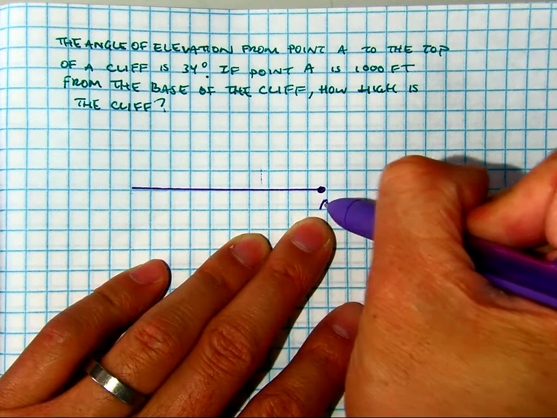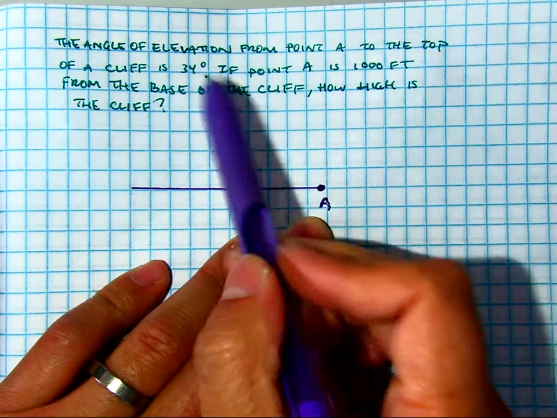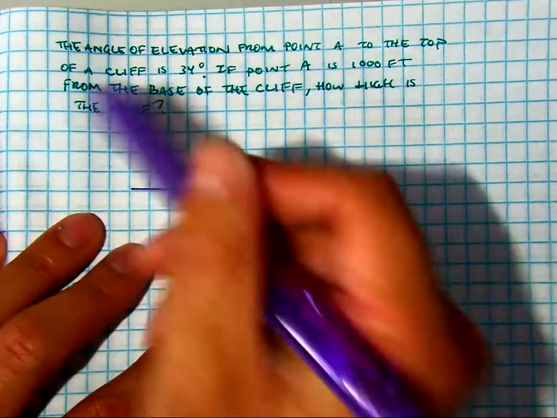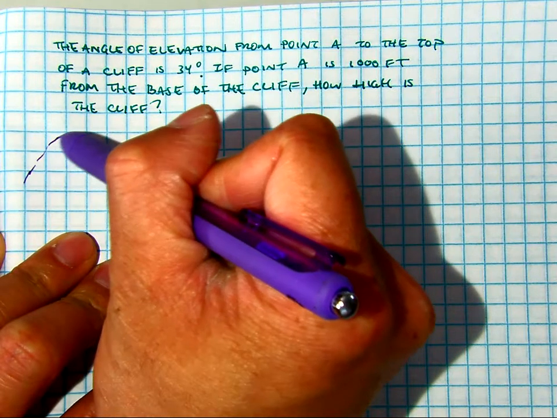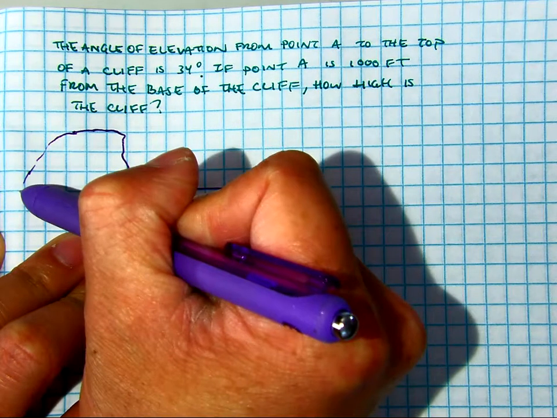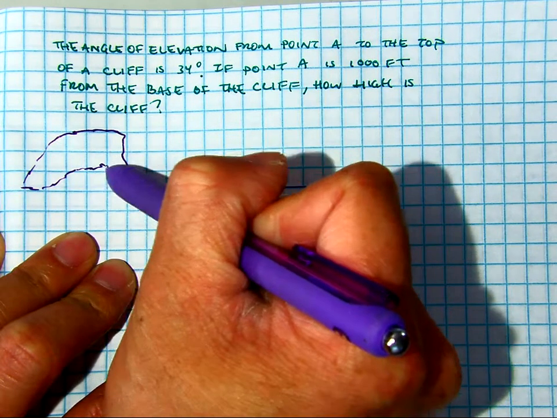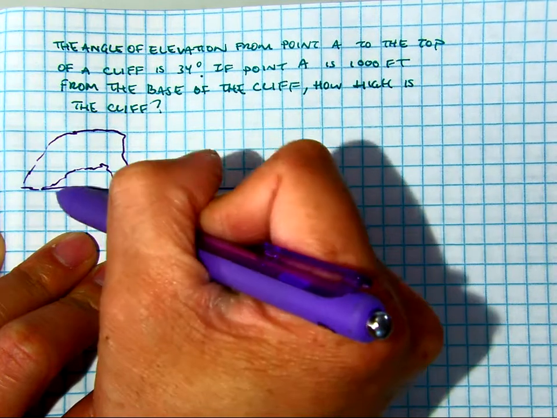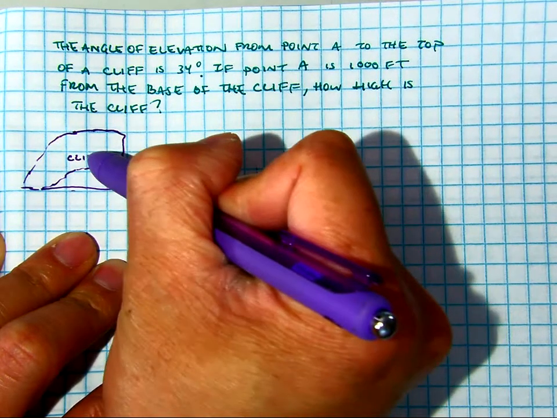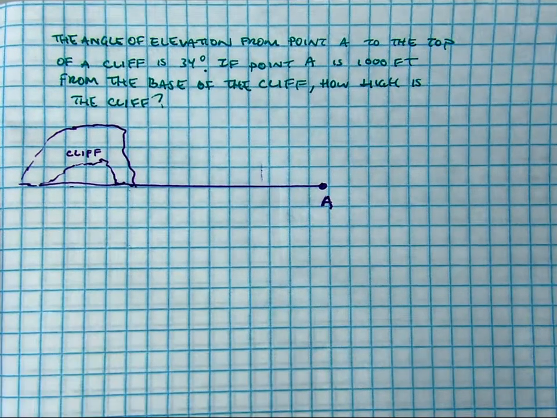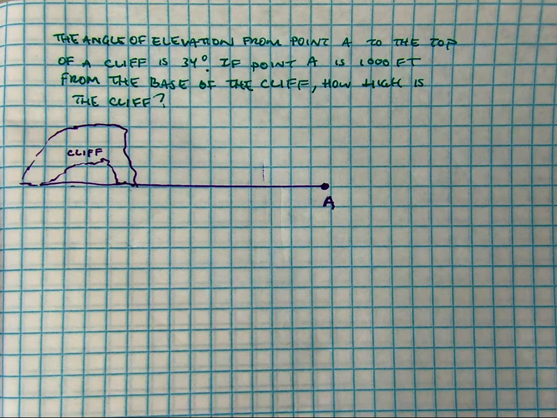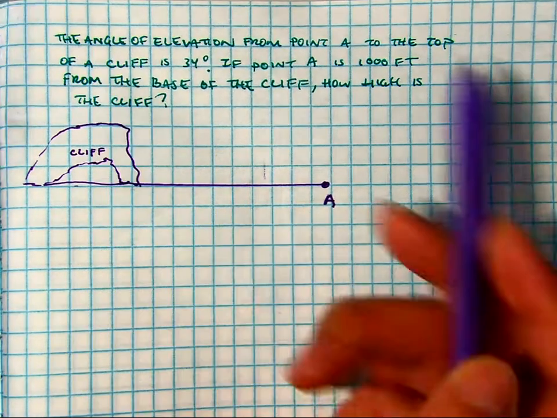So you can draw your own cliff. This is my cliff. Do you like my cliff? Thank you for liking my cliff. So the angle of elevation from point A to the top. So here's the top of my cliff.